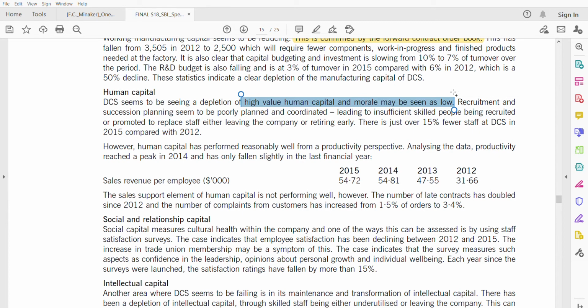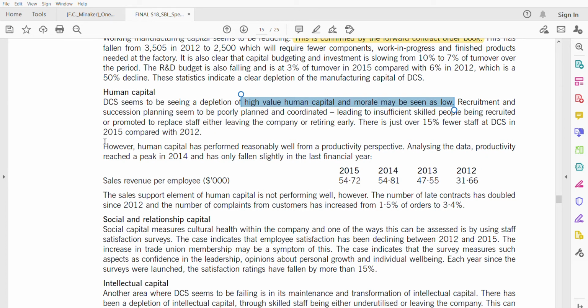You can also take exhibit 6 where they were having a meeting. In the meeting they told some of the staff that they're not happy here, they're not satisfied. Only the negative views are omitted and only the positive feedback is taken, right? So from all those things you understood that their morale is low. Recruitment and succession planning seem to be poorly planned and coordinated. You can take this from exhibit 6, leading to insufficient skilled people being recruited or promoted to replace staff either leaving the company or retiring early. There is just over 15% fewer staff at DCS in 2015 compared with 2012.